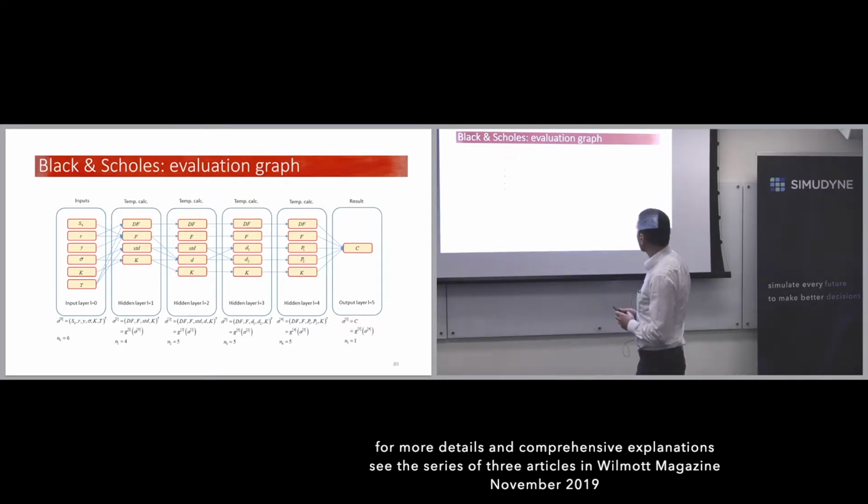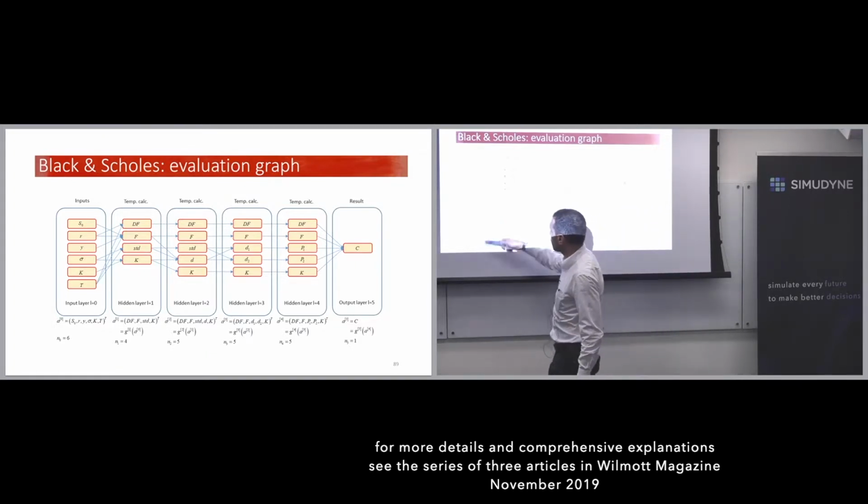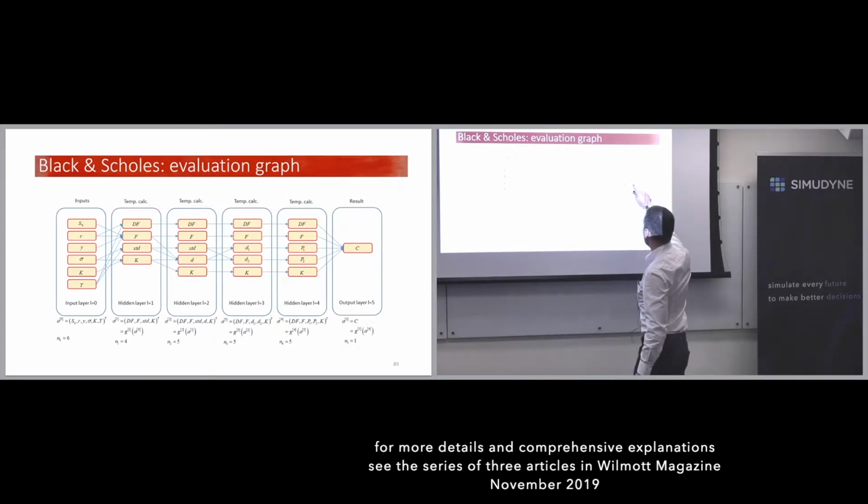So, for instance, I know that I have my input layer, which are the 6 parameters to my Black-Scholes function, but I know that, for instance, the strike, I will need to use it in the final layer so that I can calculate discount factor times F P1 minus strike P2. So what do I do?